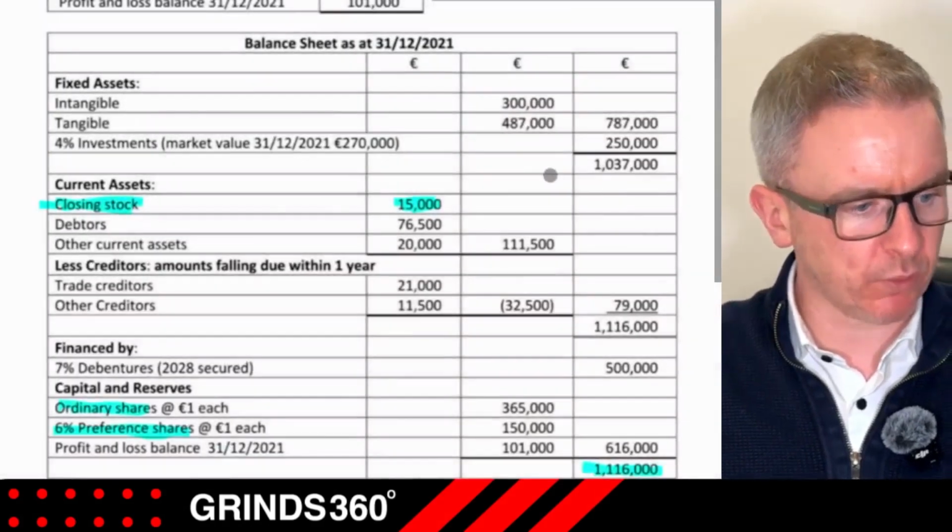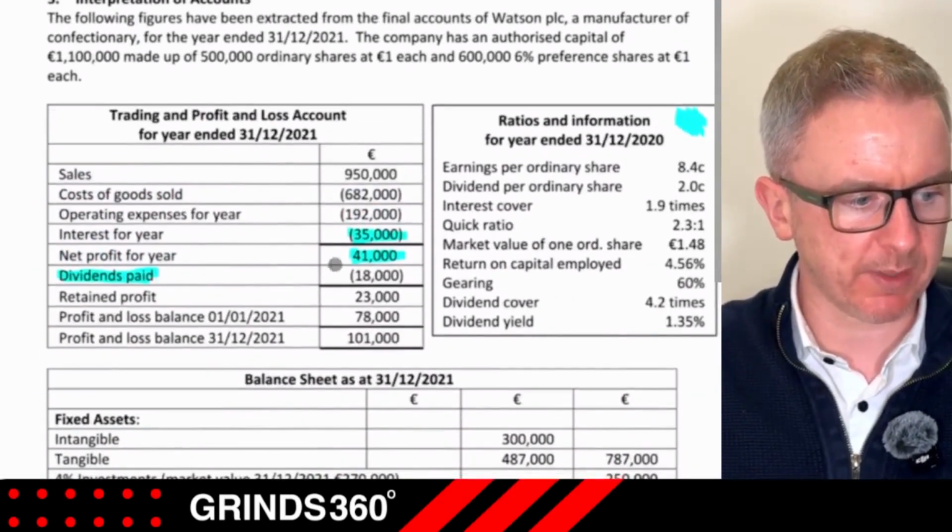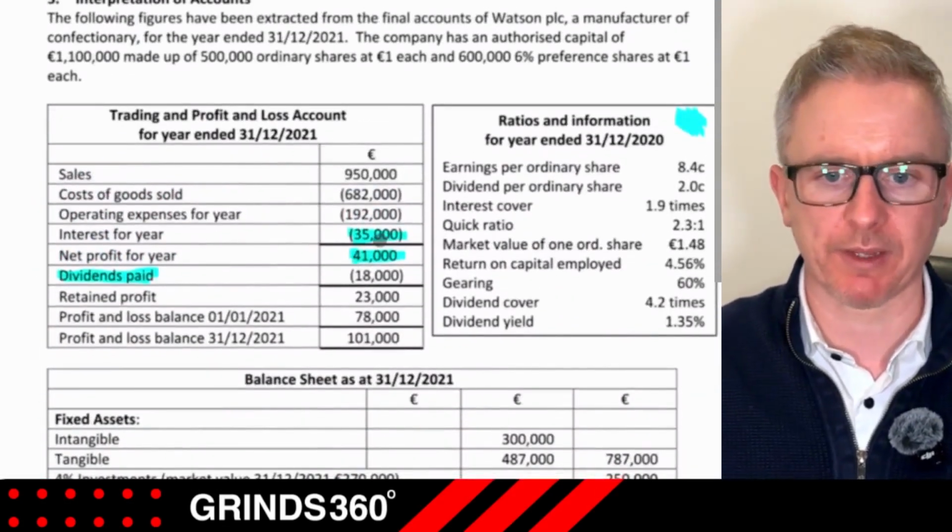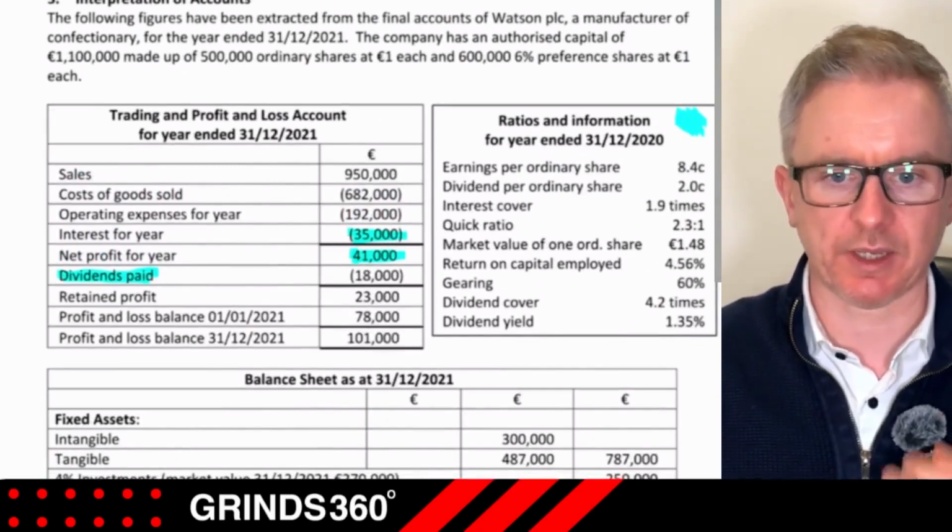So again, where are we taking these from in the question? Your net profit plus the interest. So you'd add back that 35,000 to that interest payment and you'd have it then. Okay.